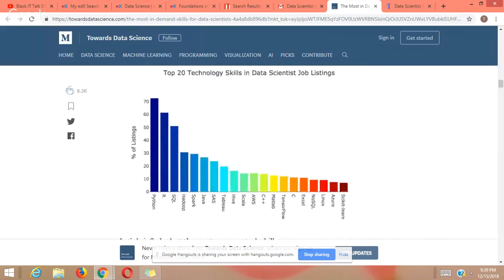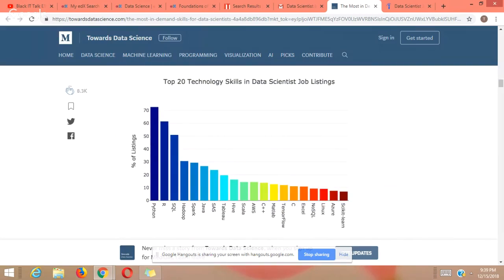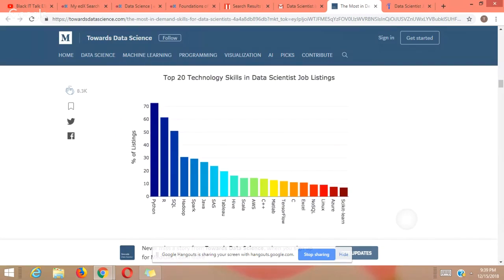Okay, top 20 technology skills in data scientist job listings. Python, I mentioned that earlier. R, we talked about that. SQL, that's what somebody like Richard Dixon in the chat is studying, T-SQL. Hadoop is a database engine, if I remember correctly. Spark, Apache Spark, we talked about that earlier. Java.